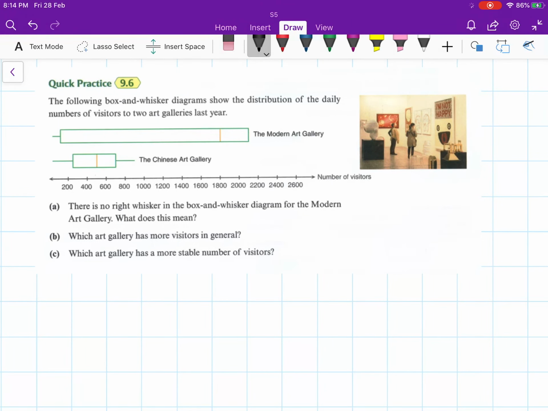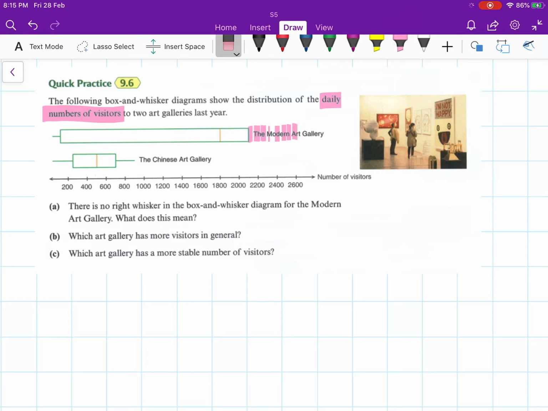If you can handle that, now take a look at another example, quick practice 9.6. Here, they already help you to draw it. What you need to do is just look at the diagram and answer the question. The following box and whisker diagram shows the distribution of the daily numbers of visitors. Remember, it's the daily numbers of visitors, meaning every day how many people visit the gallery. So now we have 2 different galleries, the modern one and the Chinese one.